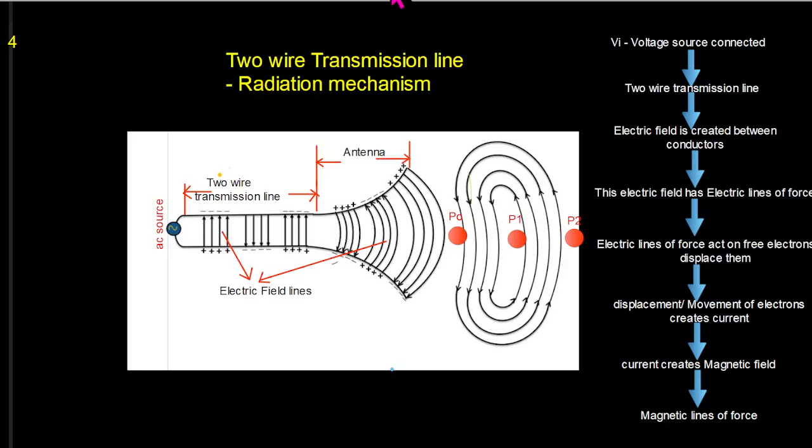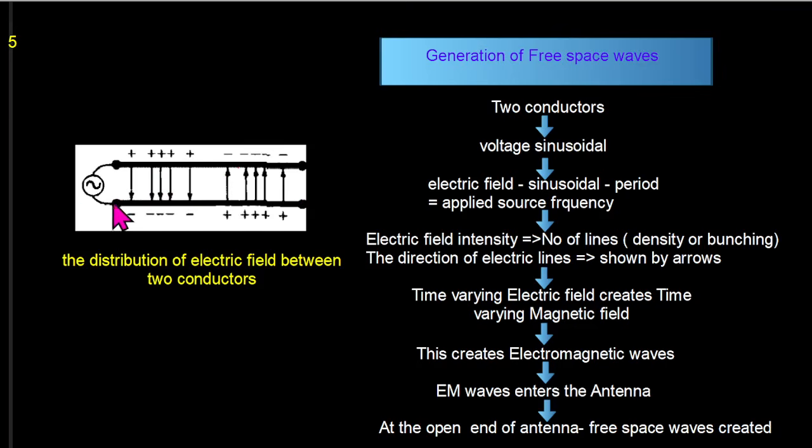Now we go to the second section. This is the two-wire conductor, or the two-wire transmission line. Because of the sinusoidal nature of the voltage, the electric field generated in this transmission line is also sinusoidal in nature. The electric field intensity depends on the magnitude of the signal applied, and it gives the number of lines, or the density, the bunching.